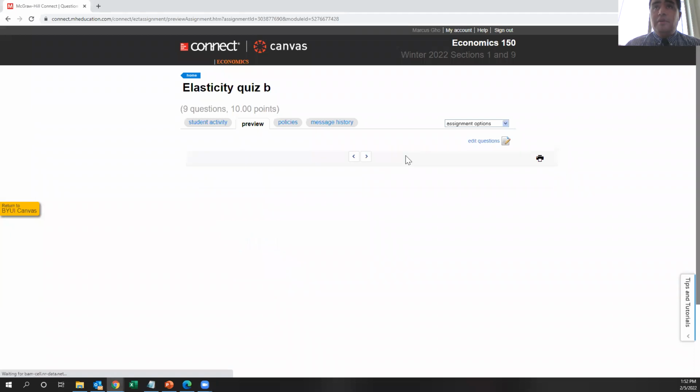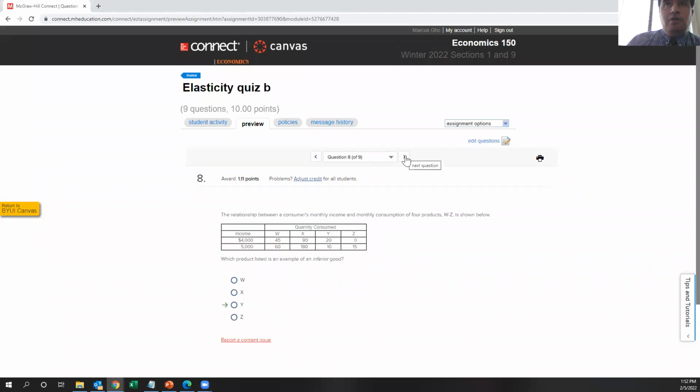Let's go to number 8. The relationship between the consumer's monthly income and monthly consumption of 4 products, W to Z, is shown below. Which product listed is an example of an inferior good? An inferior good means as income goes up, the quantity demanded goes down. As income goes down, the quantity demanded goes up. So we can look at it either way. If income goes from 4,000 to 5,000, for an inferior good, it would go down.